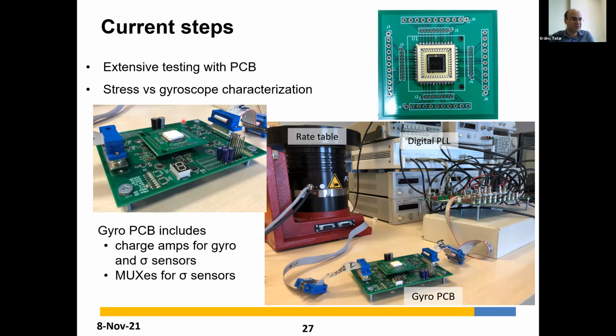So you see here what we are doing. This is the gyro. It's put in a package, you do wire bonding, and then it plugs into a PCB, which includes the analog electronics plus multiplexers. And the digital PLL that we are using is this white box. And we also have a rate table to test the gyro. So we are currently in the process of testing the gyro.